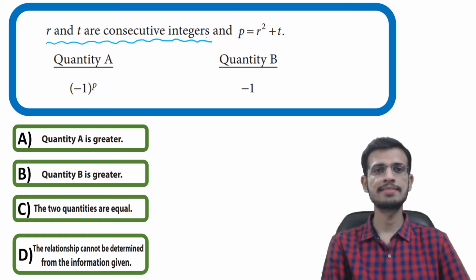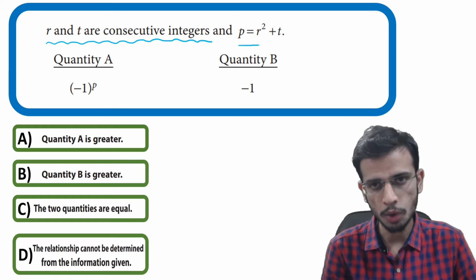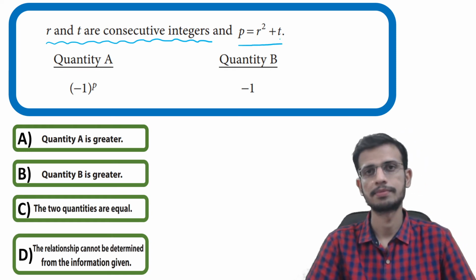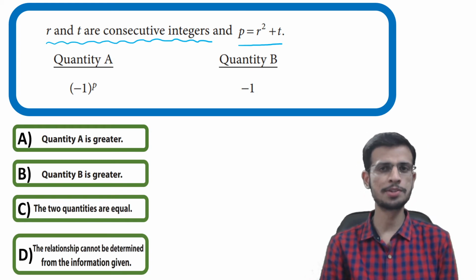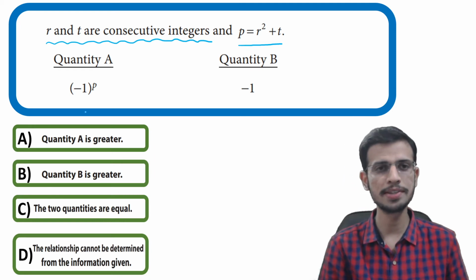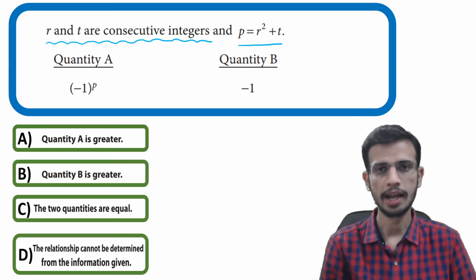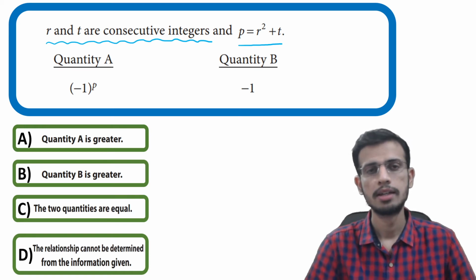R and T are consecutive integers, and P is equal to R square plus T. Right? R and T are consecutive integers and P is equal to R square plus T. Quantity A is given to us as minus 1 raised to P, and quantity B is equal to minus 1.